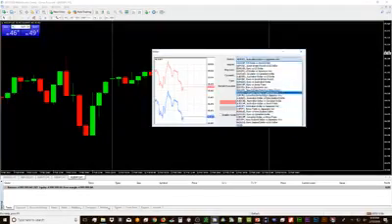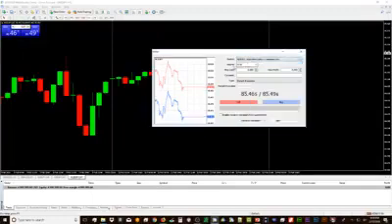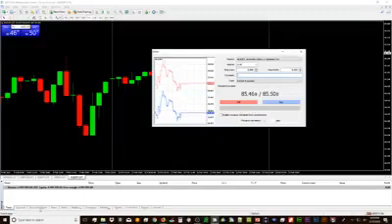Here would be the pair that you're wanting to set the trade for. Your volume is the lot size. Your stop loss is your stop loss. Take profit is your take profit. Comments are for if you want to put in any notes and go back and look at your account history and see what you were thinking.